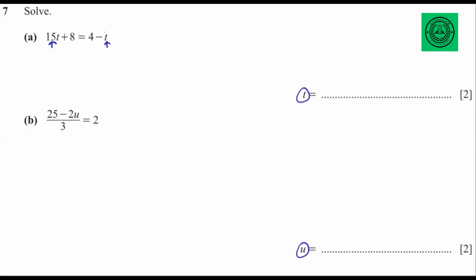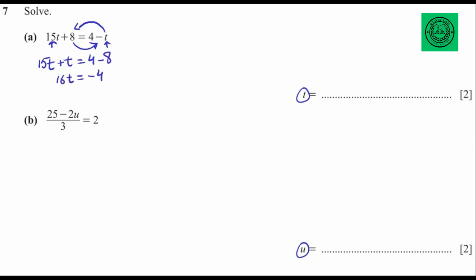So I will move this t to the left side and move this 8 to the right side. And you know, when moving them from the right to the left or left to the right side, they will change their sign. So we get 15t plus t, because minus t will turn into plus t, and 4 plus 8 will change into minus 8. And 15t plus t will give us 16t equals 4 minus 8, which will give us minus 4.